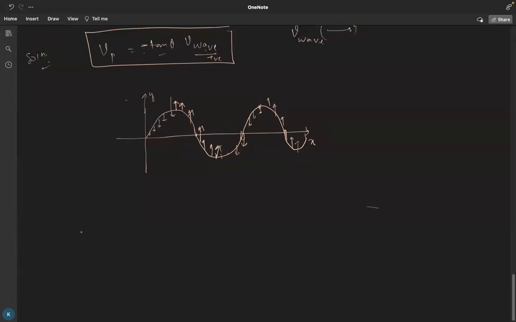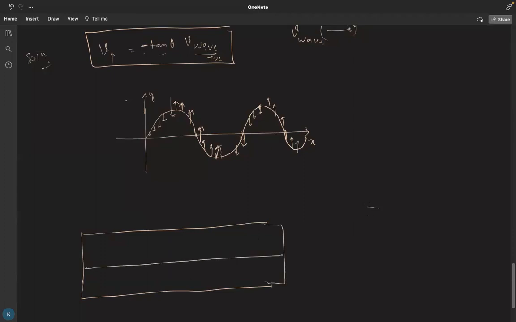So look at it. Let me draw it here because it's been too hectic, let's take this small size. So look here, I'm taking two things here. Here is velocity of wave.